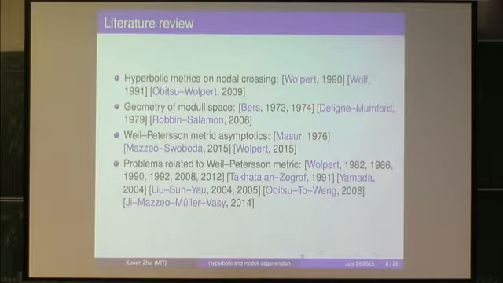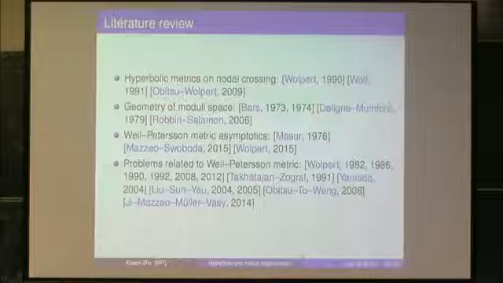And there are a lot of problems that are related to this Weil-Petersson metric behavior, especially Takhtajan and Zograf and Albin. They showed some properties about this Takhtajan-Zograf metric, which is closely related to this Weil-Petersson metric, which will also be talked about in the next talk.